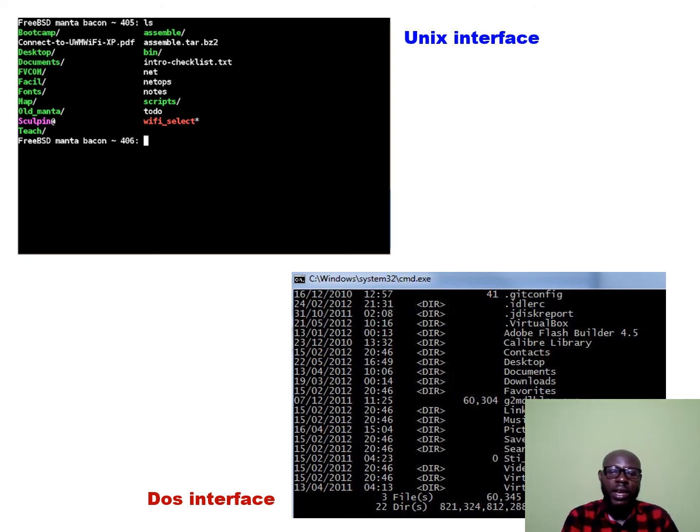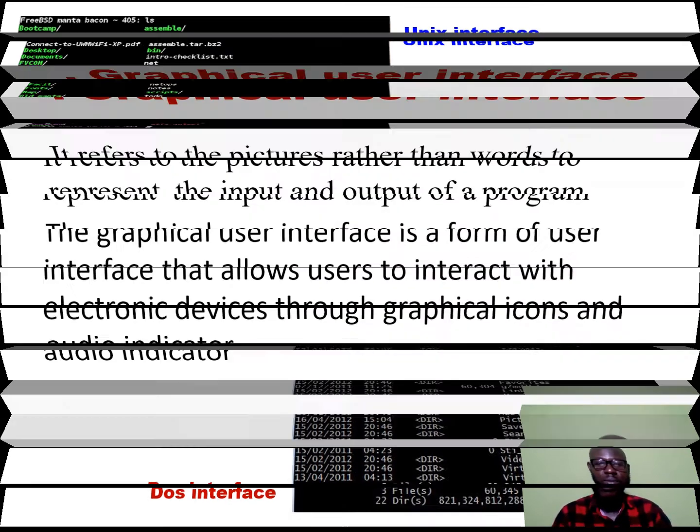Then we have the DOS interface that becomes the DEX operating system. DOS deals with the command prompt. When we meet, we will throw more light on the differences between the Unix interface and the DOS interface.